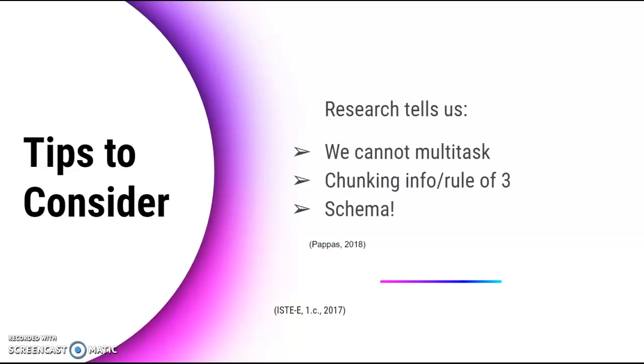We need to chunk information and think about the rule of 3. Presenting things in only 3 helps us to remember it a little bit better. And finally, my last tip is to think about the schema of your children. We have to build on the background that they already have. If we can connect this to what they already know, they will be more likely to remember it.